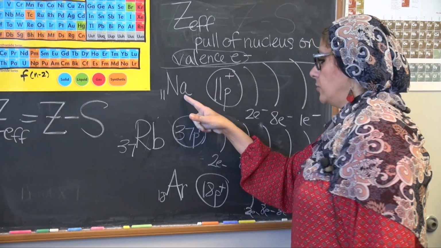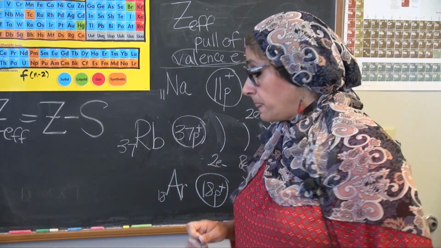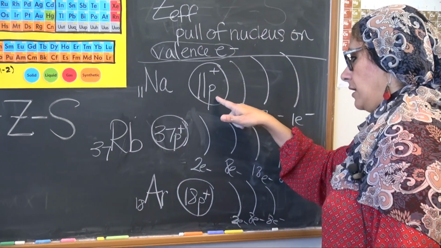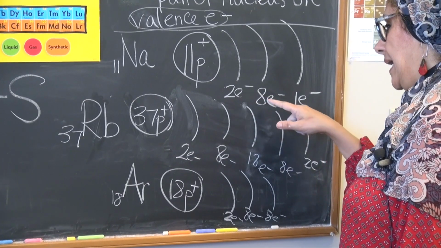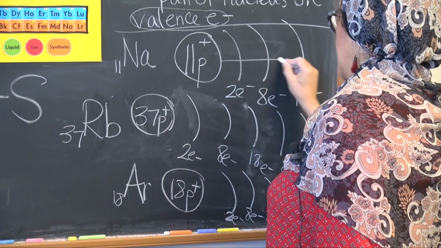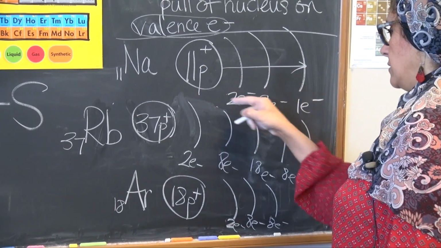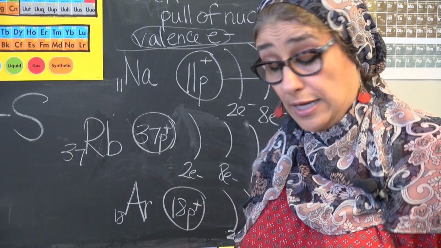Okay? So what we're going to do now is to compare elements in the same group. We're going to look at sodium and rubidium. Both of these are alkali metals. Sodium has 11 protons, 2 electrons in the first shell, 8 electrons in the second shell, and its valence is in the third shell. So the nuclear charge has to go through these 2 shells and this many electrons to reach and have an effect on the valence electrons.